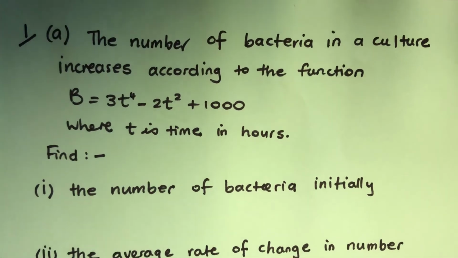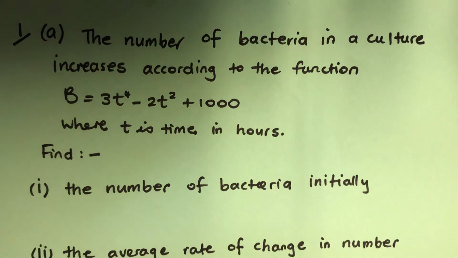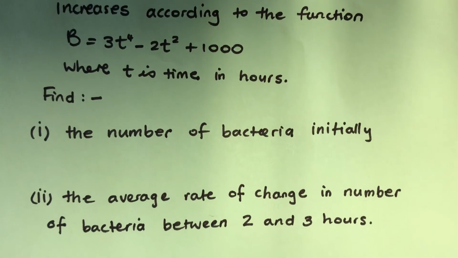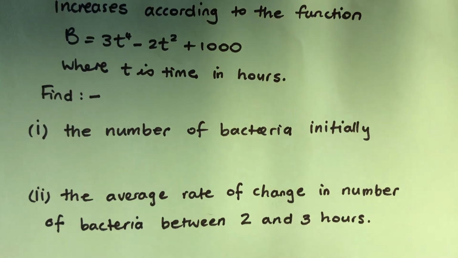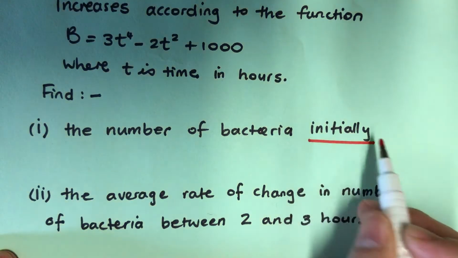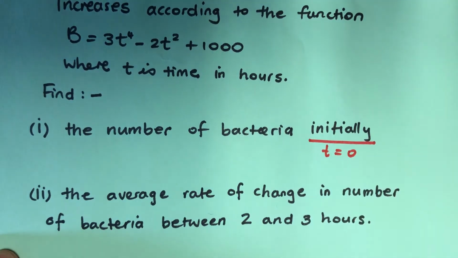Okay, so first one, part A. The number of bacteria in a culture increases according to the function b equals 3t to the power of 4 minus 2t squared plus 1000, where t is time in hours. Find part 1, the number of bacteria initially. Okay, the key word here is initially. What does that mean? It means at the beginning, t is 0.